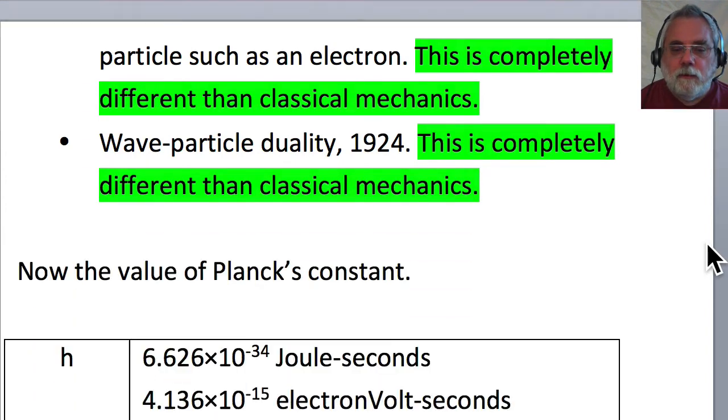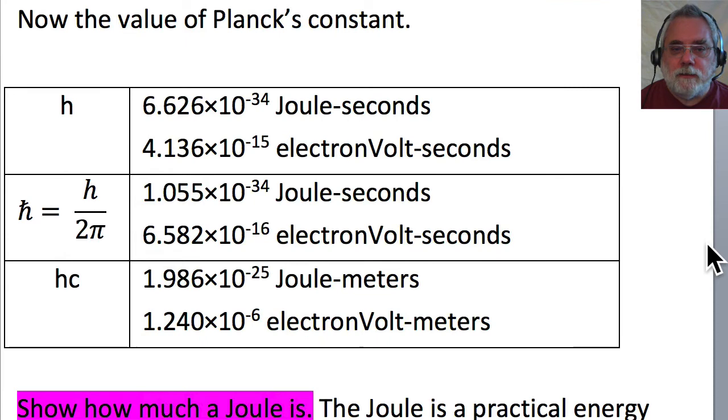Now, let's look at the value of Planck's constant. Planck's constant h has dimensions of energy times time. Physicists always use seconds as the unit of time. And for large things, macroscopic things, the energy unit is joules. Well, how much is a joule?